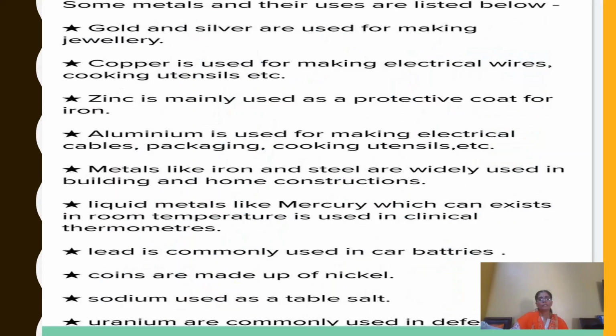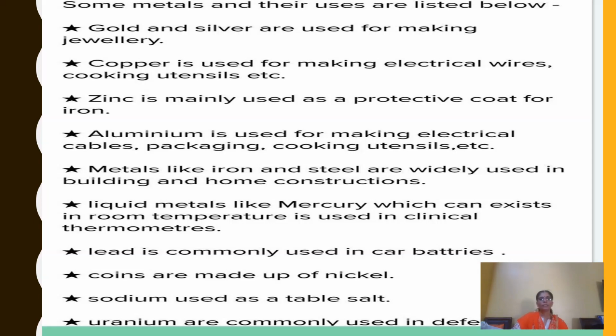First, let us take gold and silver, which, as we know, are non-reactive metals. Gold and silver are used for making jewelry, because they are malleable as well as ductile, so they can be drawn into thin wire shapes and we can easily make jewelry. As they are less reactive, they don't lose their shine. So gold and silver are used for making jewelry.